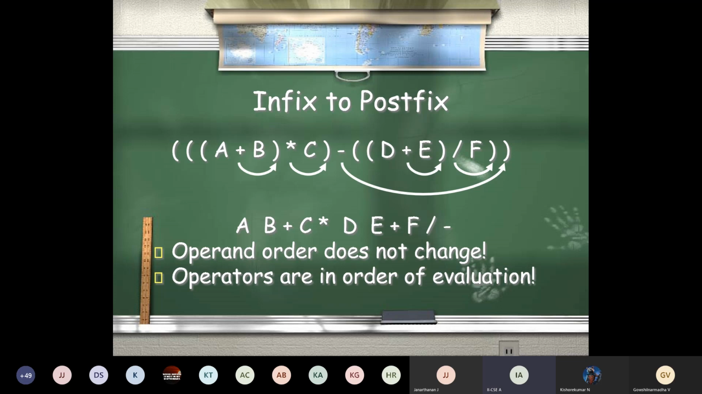So your expression will go like this: AB plus, and then C, then you're having a star, then DE plus, and then F, and then division operator, and then this minus will go at the end. Okay, I hope you can understand. Remember, your operator should come after the operands. That's all. You have to remember only this. Your operator should come after the operands.